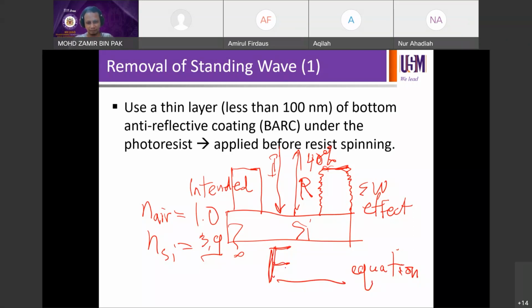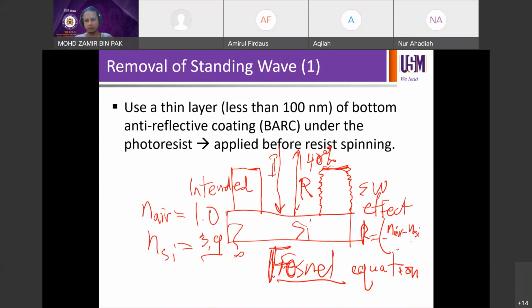Fresnel, right? F-R-E-S-N-E-L. Fresnel equation. R equals... it goes back to the basics. So that's why when you talk about process, you have to go back to the physics.